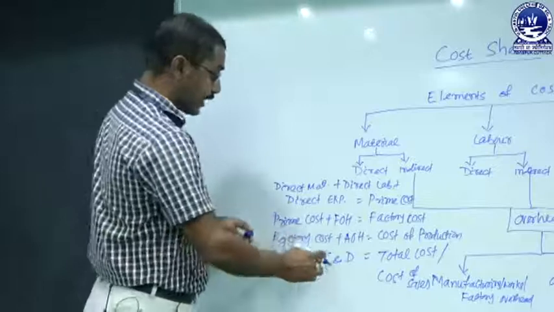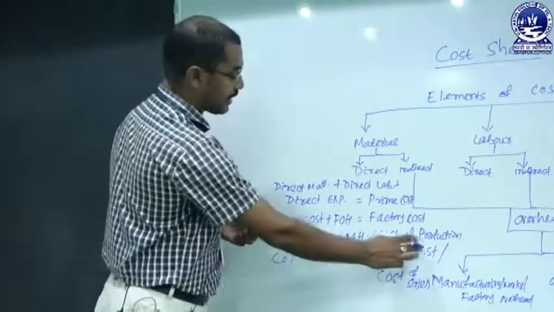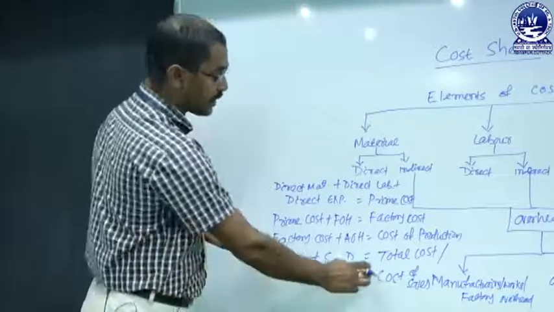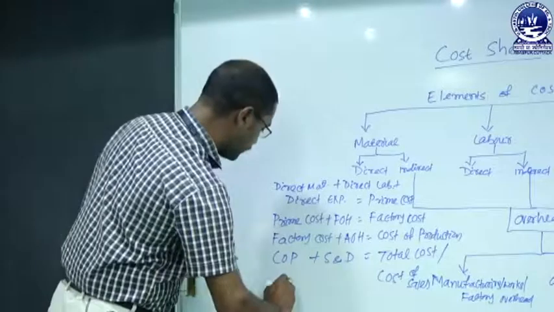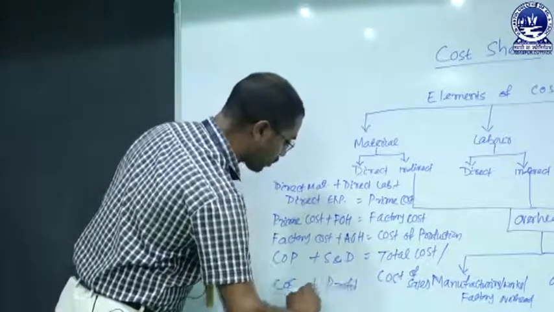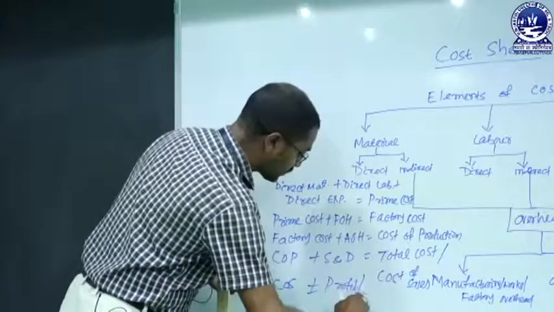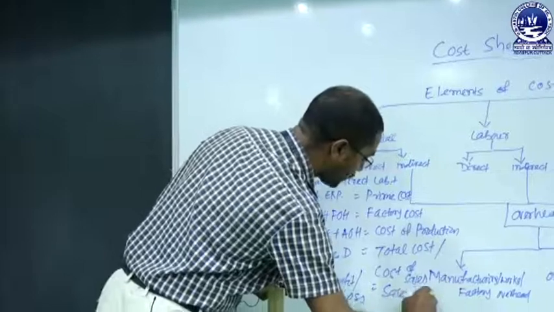So when selling and distribution overhead is added to the cost of production, the result is total cost, or we can say cost of sales. And if we add profit to cost of sales, or deduct loss, then the result is sales or selling price.